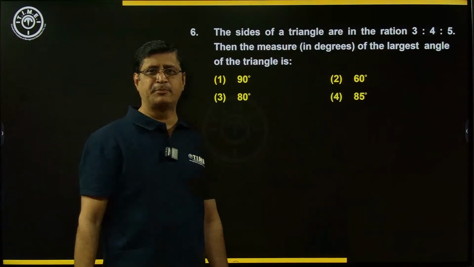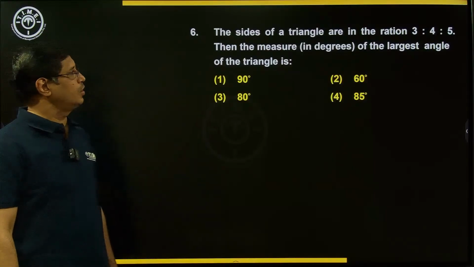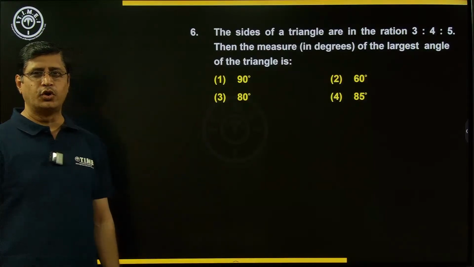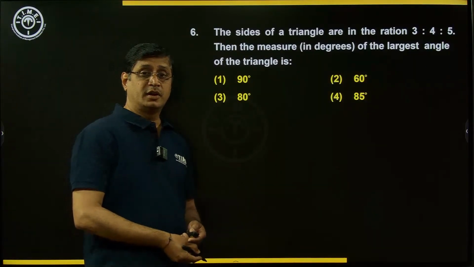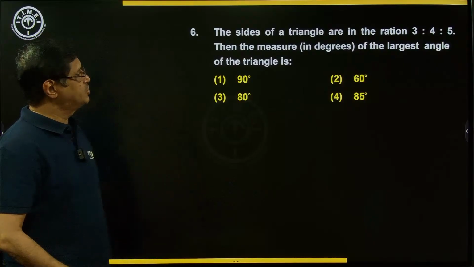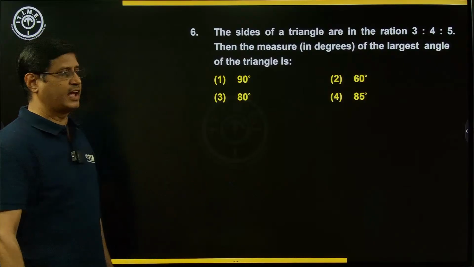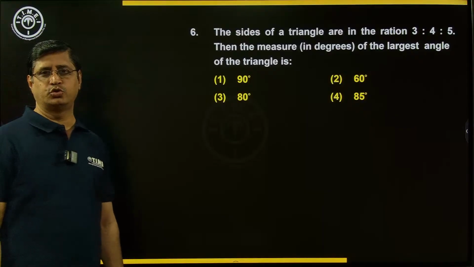Now, look at the next example on your screen. The sides of the triangle are in the ratio 3 is to 4 is to 5. Here the ratio of the sides is given. What is the ratio? 3 is to 4 is to 5. Then the measure of the largest angle of the triangle is. So they are asking what the largest angle is.